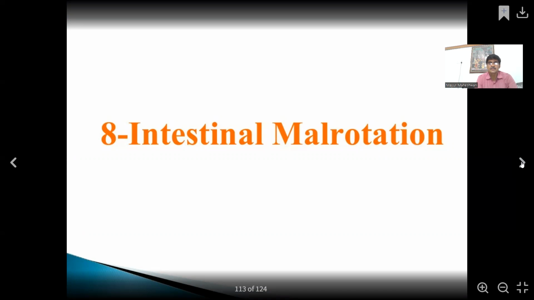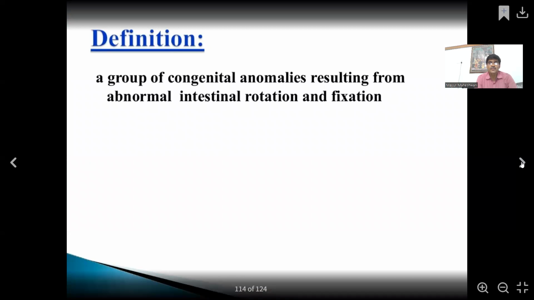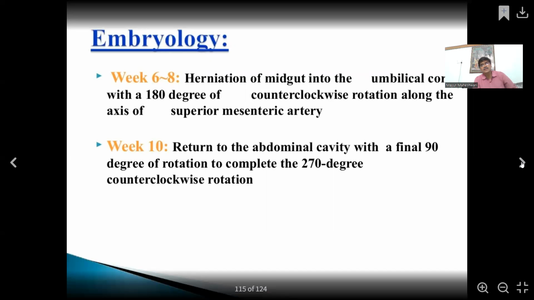Now, another very interesting entity is intestinal malrotation. These are a group of congenital anomalies resulting from an abnormal internal rotation and fixation of the small and large bowel. Embryologically, during 6 to 8 weeks, there is herniation of the midgut into the umbilical cord with a 180-degree counterclockwise rotation along the axis of the superior mesenteric artery. So the superior mesenteric artery is the pivot across which the midgut rotates counterclockwise to the extent of 180 degrees.